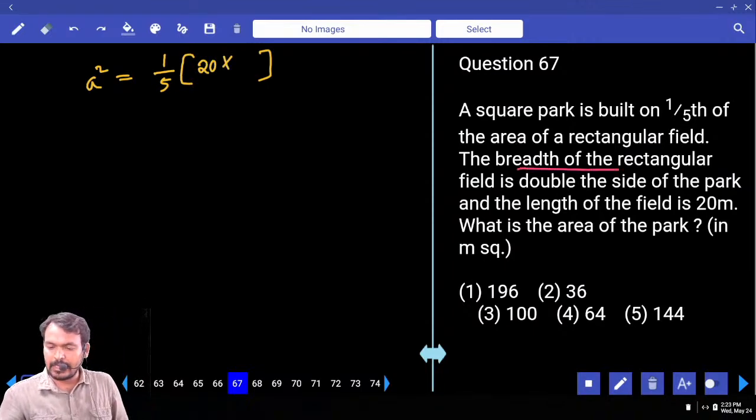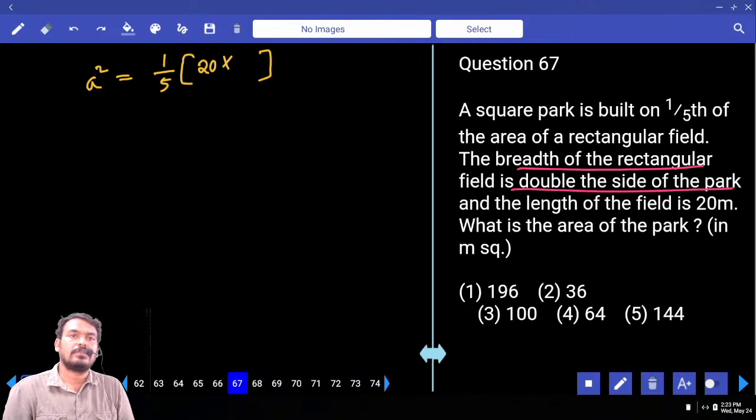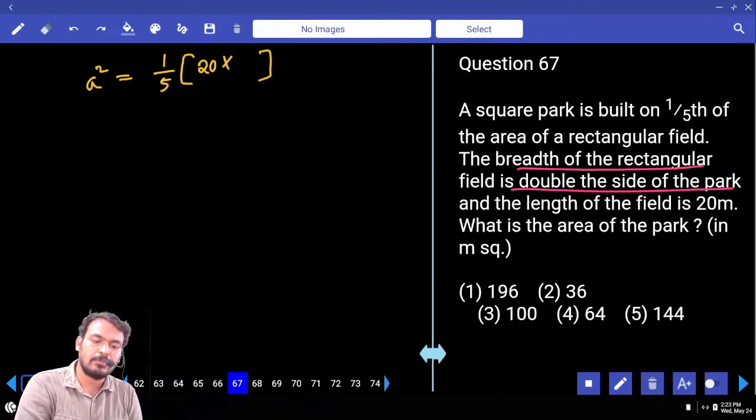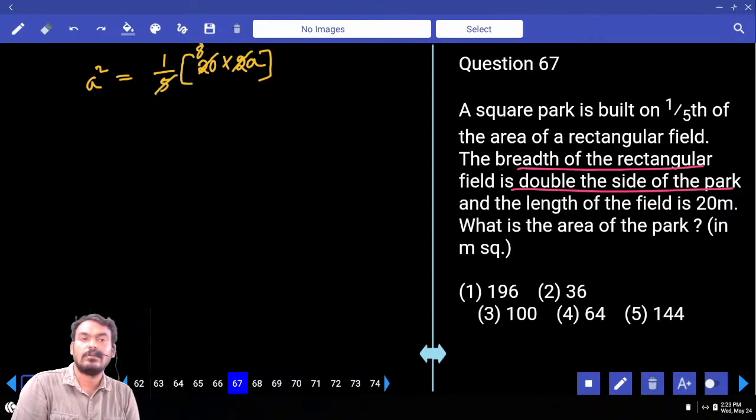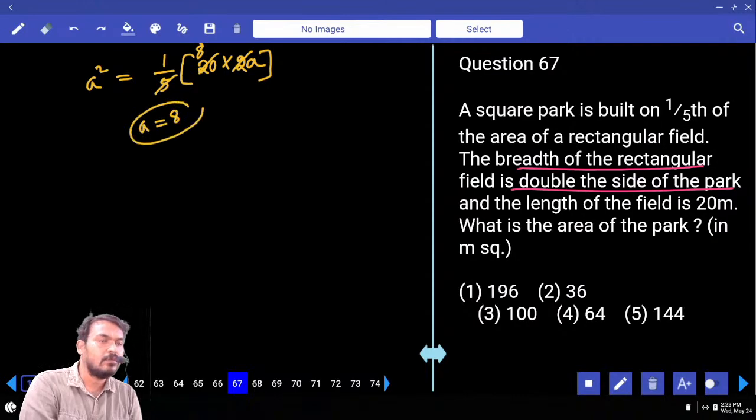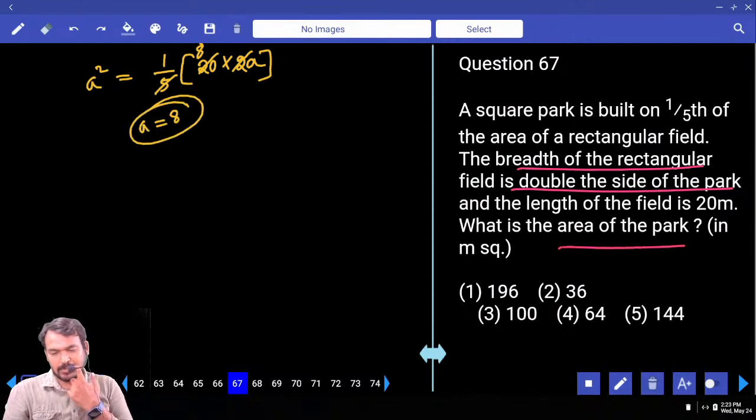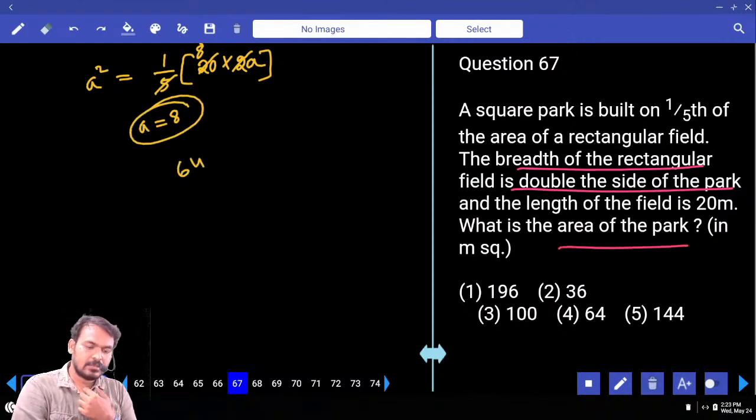And breadth of the rectangle is twice of which one? Side of the park. Means in place of B we write 2A. Okay. 20 into 2 how much? 40. 5 how many times? 8 times. A square equals 8A. A equals 8. What is the question here? Area of the park. What is the answer? 64.